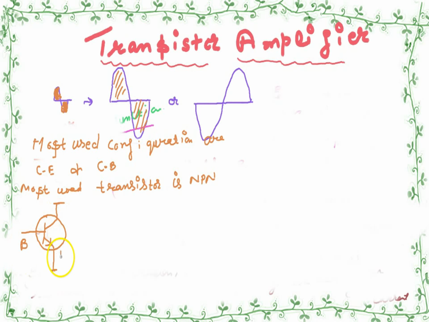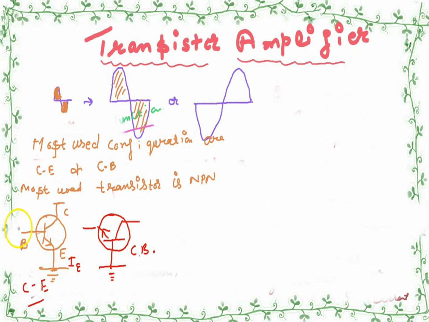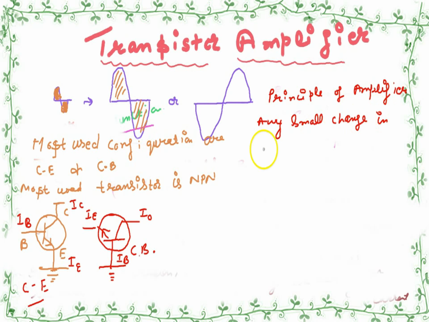If we make the emitter grounded, then it is common emitter configuration. If the base is grounded, then it is called common base configuration. So there are three currents: base current, emitter current, collector current. And emitter current is always the sum of base current plus collector current. This is the basic equation of the transistor.